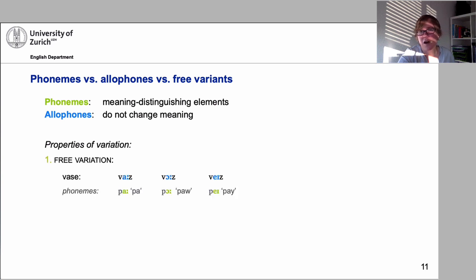If you take the example vase, some people pronounce it one way, some people pronounce it another way, and a third pronunciation is also possible. You may think that these vowels are allophones of some other vowel because they don't distinguish meaning. But we know from other minimal pairs that they are, in fact, phonemes. So pa, paw, and pay are clearly different in meaning. We've established that these are phonemes of English, but for the vase example, you have variation, and speakers can choose which one they use. So this variation is not fully predictable by the phonetic environment.